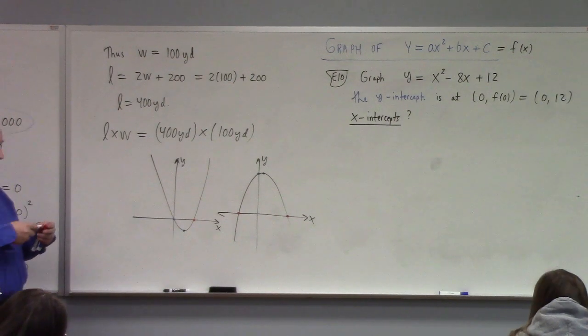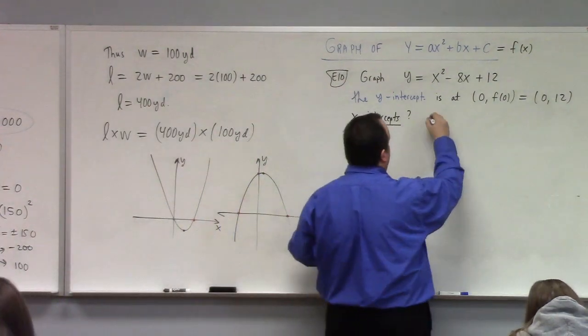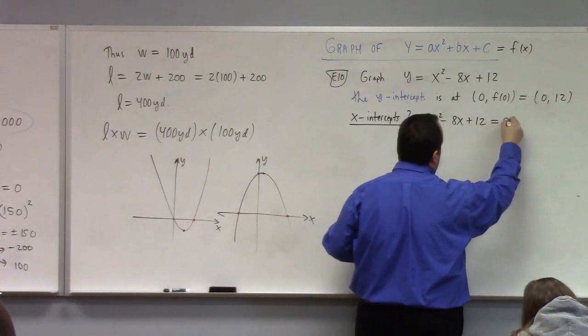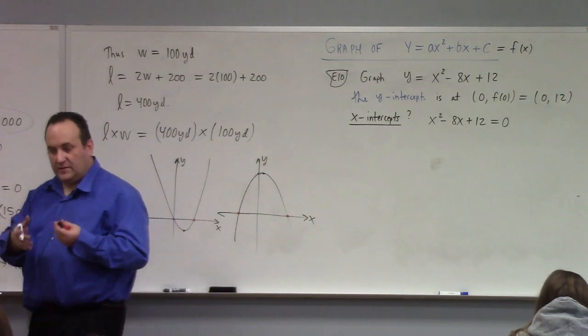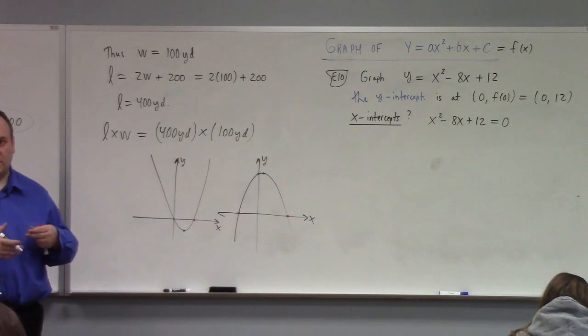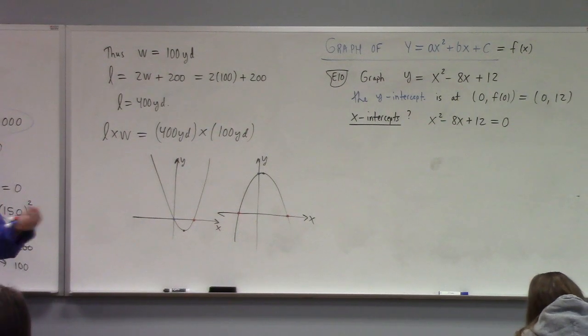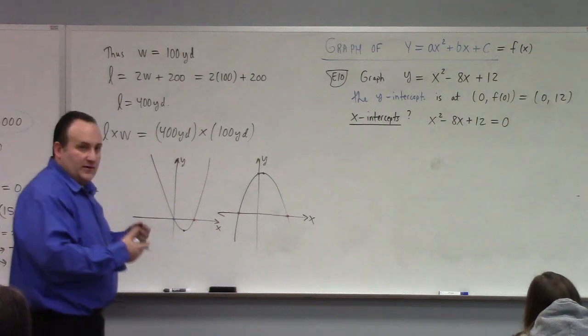So to find the x-intercepts, we're looking for where x squared minus 8x plus 12 is equal to 0. So we're right back where we started today. To find the places where there are x-intercepts for this quadratic, we have to factor, right? Or complete the square, or use the quadratic formula, whatever.